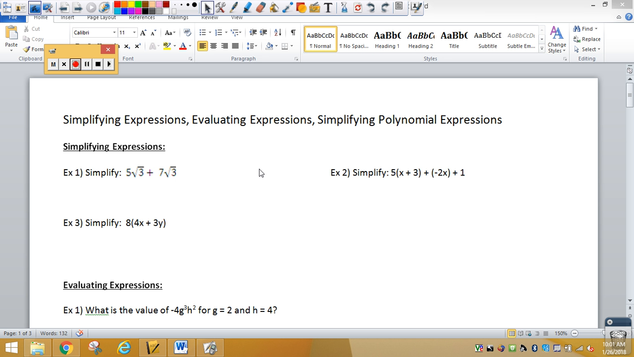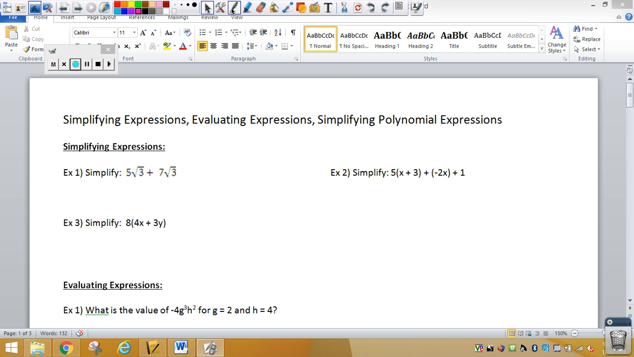Okay, so this is the third EOC review. Make sure you have a calculator, this worksheet, and something to write with before we get started. Alright, so I'm just going to go through these examples and kind of refresh your memory.